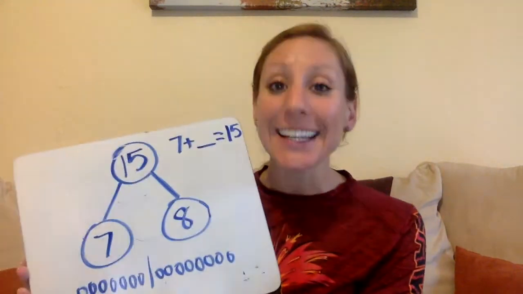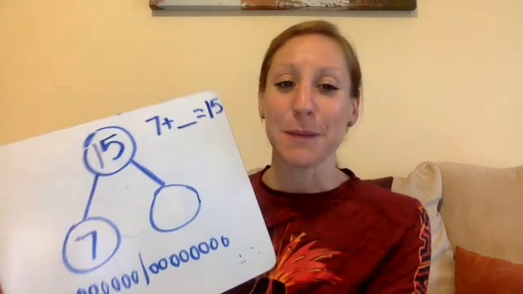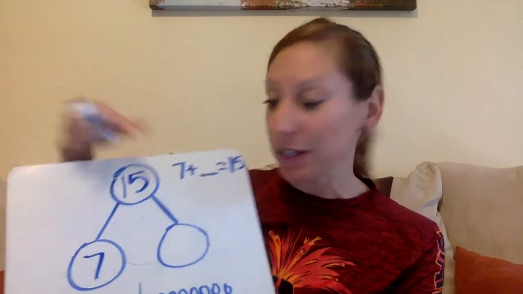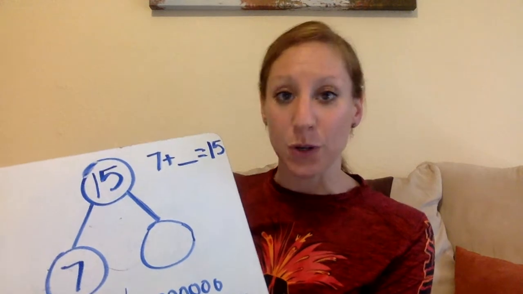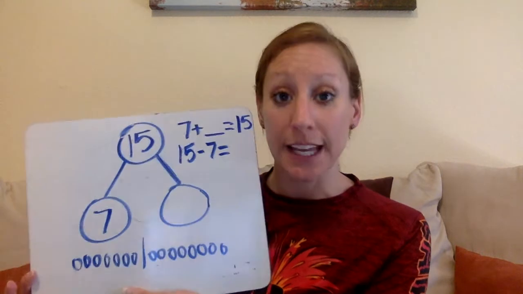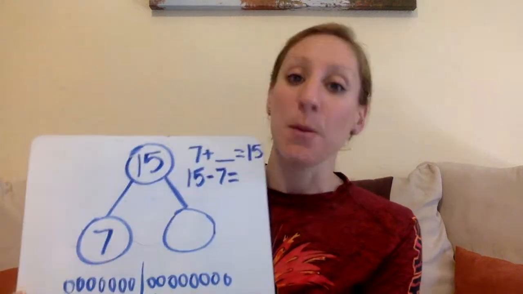You can also use a related fact. So if we didn't know this yet, we'll pretend, erase that out of our memory. So pretend we didn't know it yet. So we know that 15 is the whole. We know 7 is a part. So when we add, we do part plus part equals whole. When we subtract, we start with the whole, and then we subtract a part. So I can do 15 minus 7 equals blank. So I can use that to count backwards.